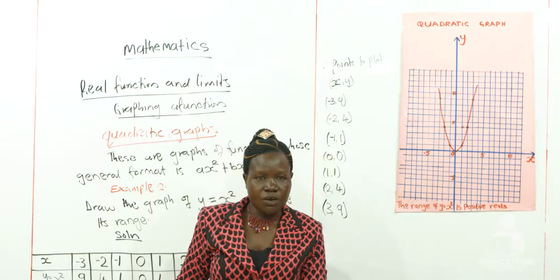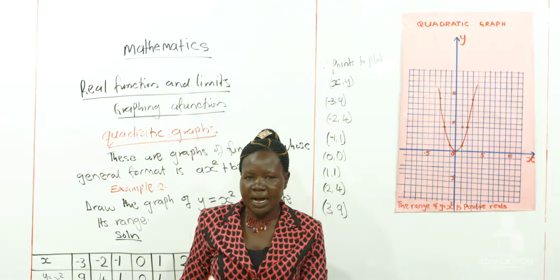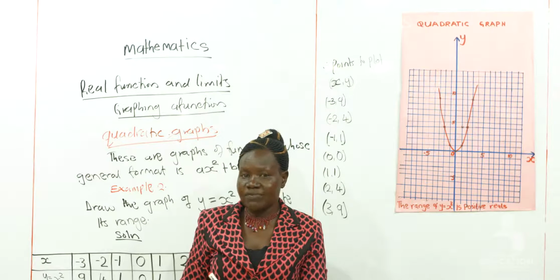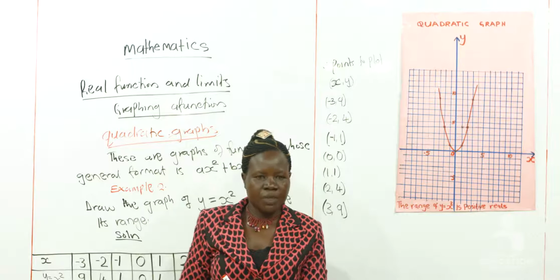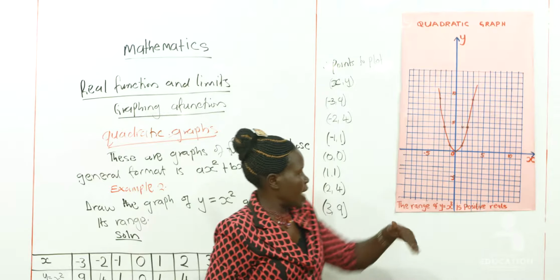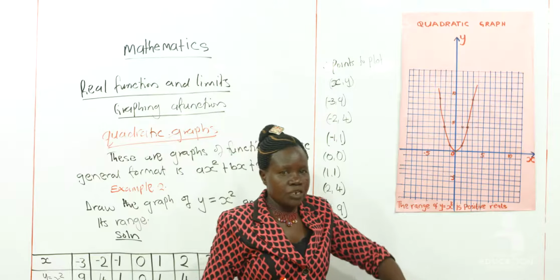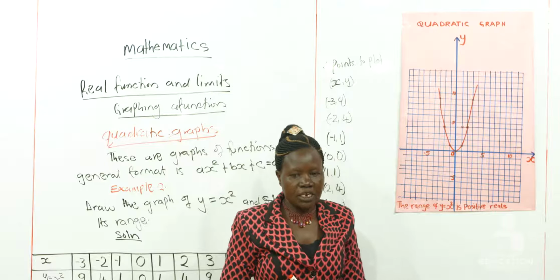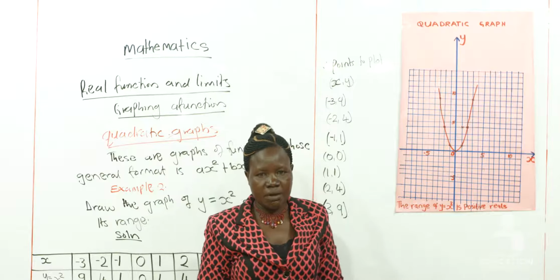It gives us what we call the shape of a U, which is a parabola curve. So the parabola curves are curves of the quadratic functions. So they look like a U. Sometimes you may plot and it turns upside down. It looks like an N. Then you know this is a quadratic graph.